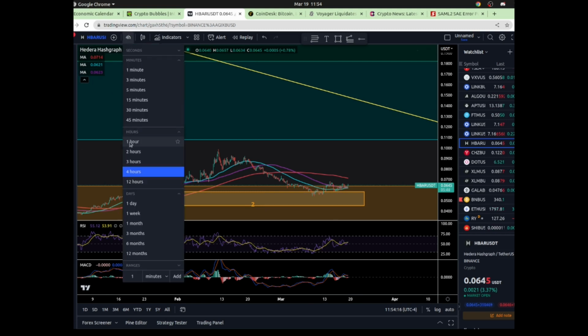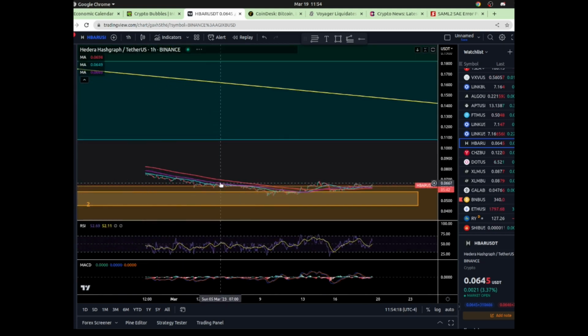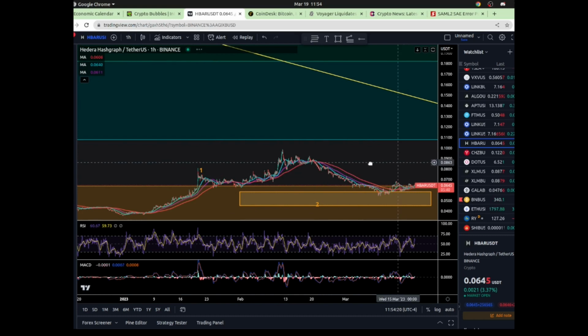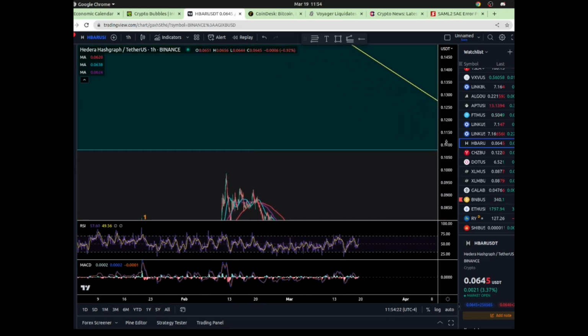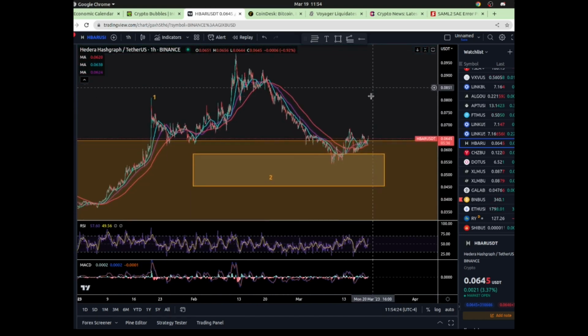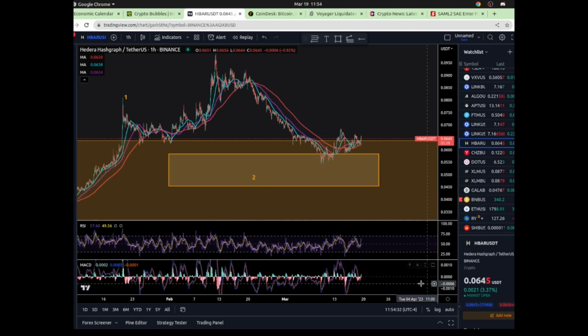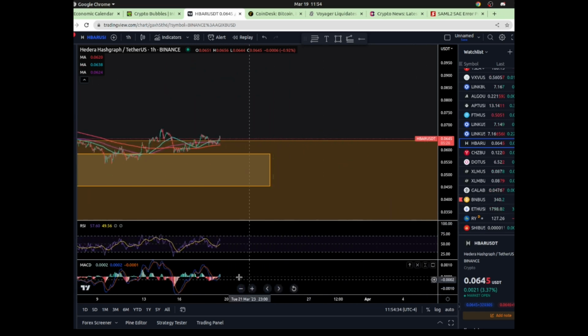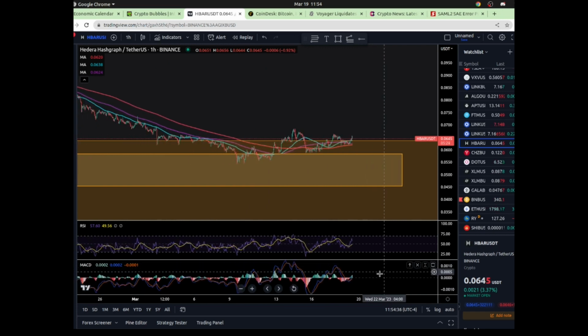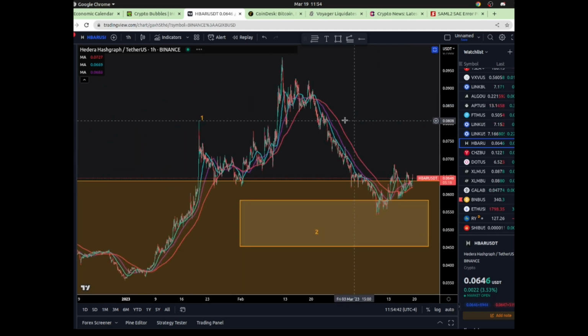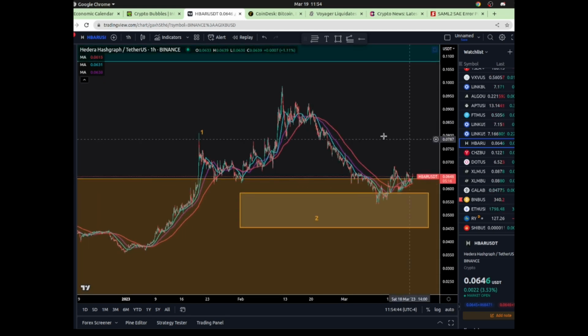And 1 hour, okay, we can see that RSI is still high, soon we're going to approach the 60. We're at 57.60, and the MACD, I think we just did a few green candles, so we're on the positive side, so that's great.